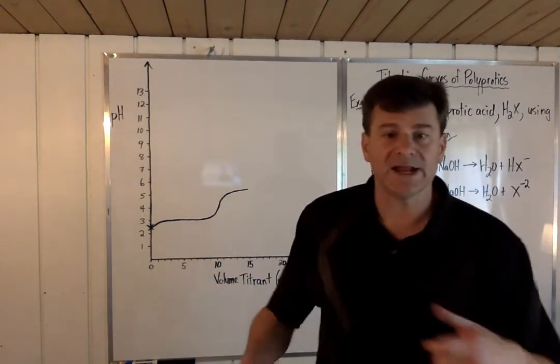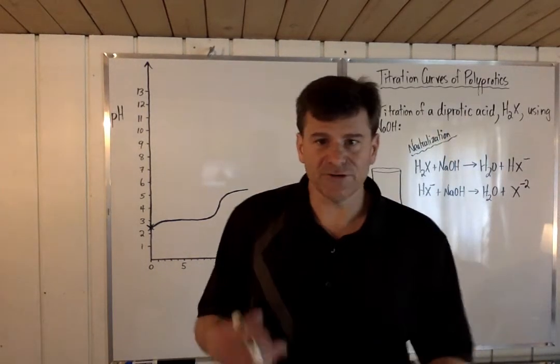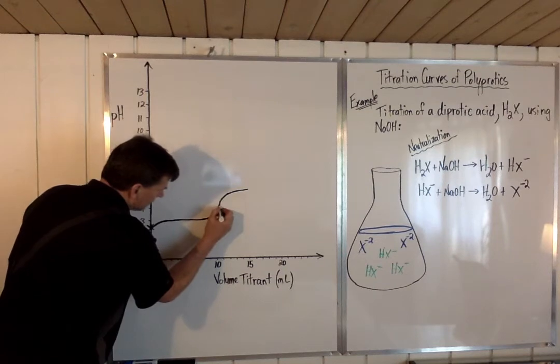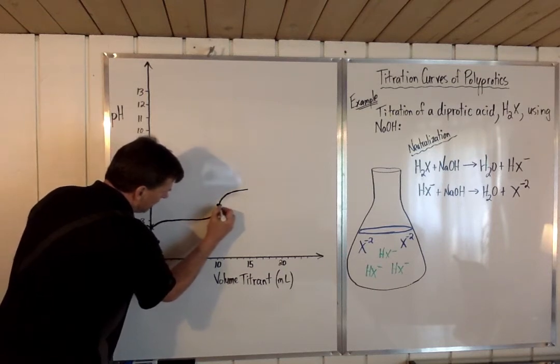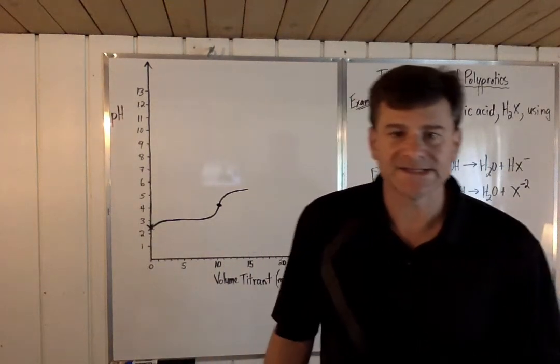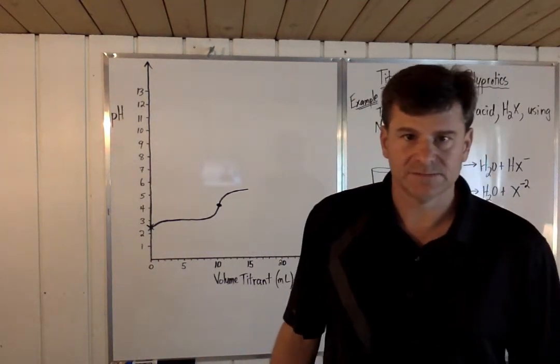And so you keep adding and adding and adding. This first rise right here, the middle of the steep section, I'll put a little dot on there. That middle of the steep section is known as the first equivalence.